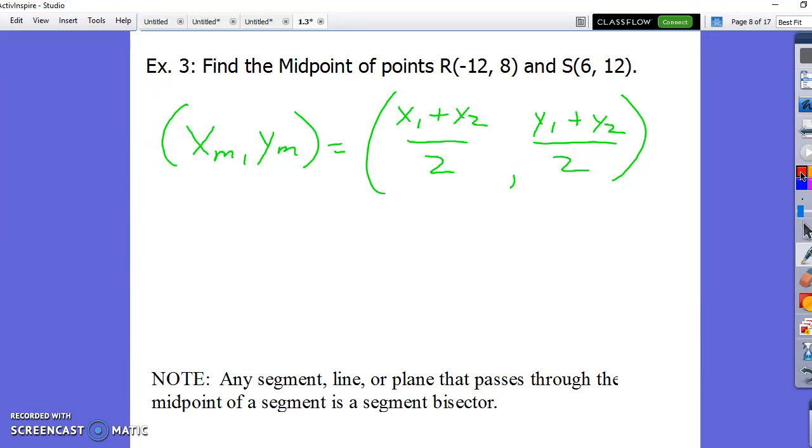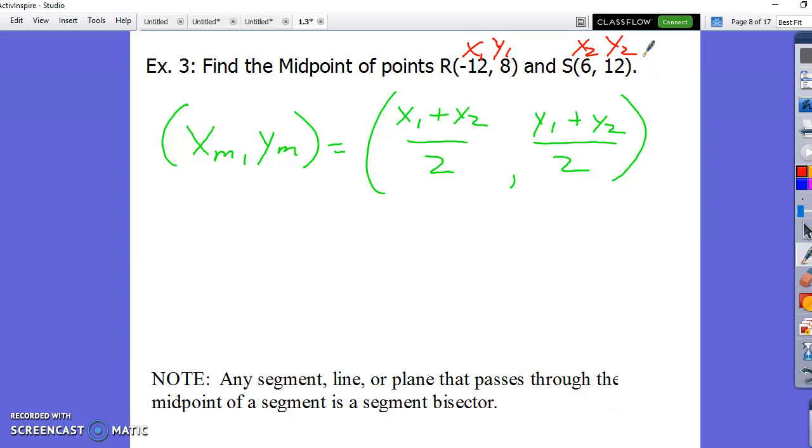I'm sorry, Michael. We need to label these points. Michael, what am I going to call negative 12? And 8 is? Very good. Yeah, 6 is going to be x2, and 12 is going to be y2. Again, we label the points the same way as we labeled the points for the distance formula. All right, it's the same.